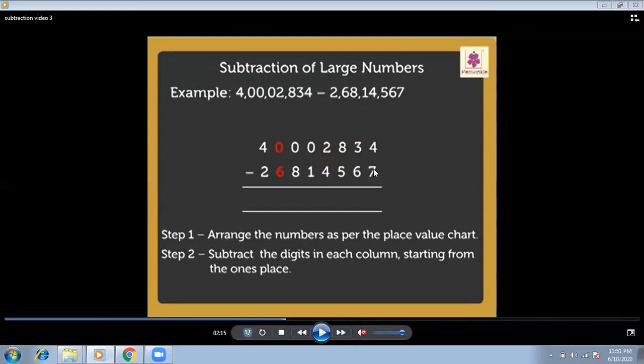So before subtraction or addition or multiplication, there are some conditions that apply in all three operations. Number one, you have to arrange the numbers in the place value chart. Don't forget to write the place value on your numbers, so it will be easier for you to solve the sums. Second, whether you're doing addition, subtraction, or multiplication, you have to start solving the sum from the ones place, or from the right-hand side. And the third thing, your bigger number should always be written on the top or first.